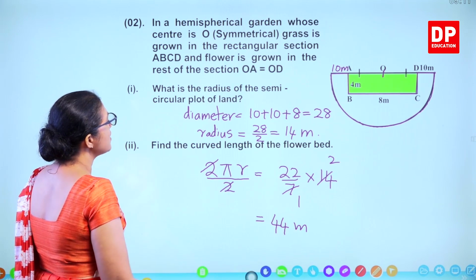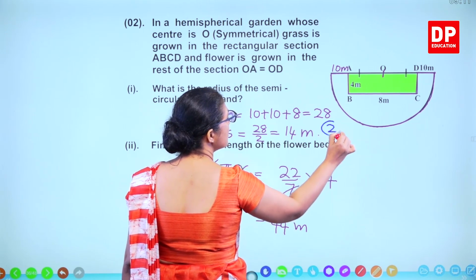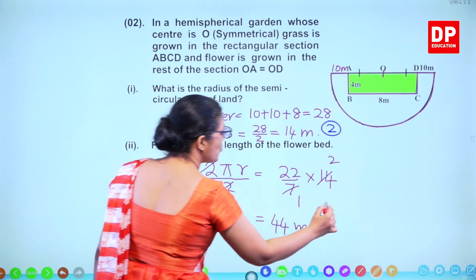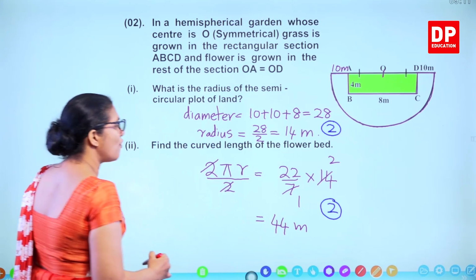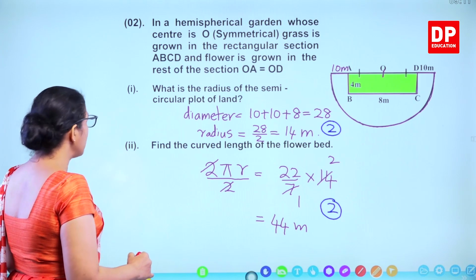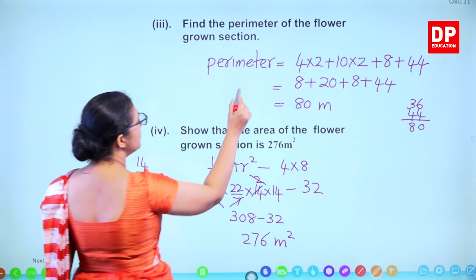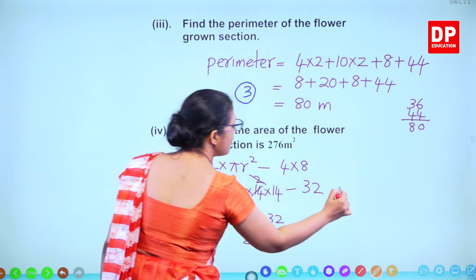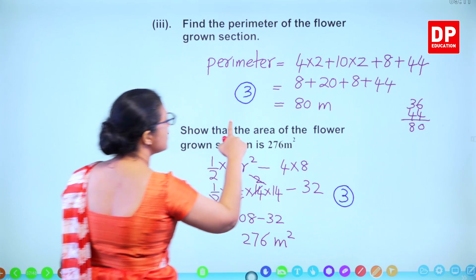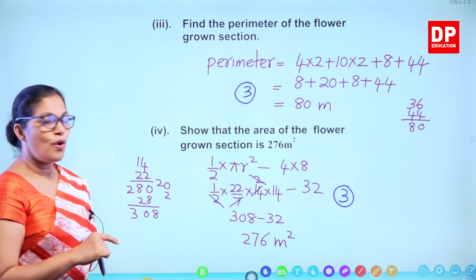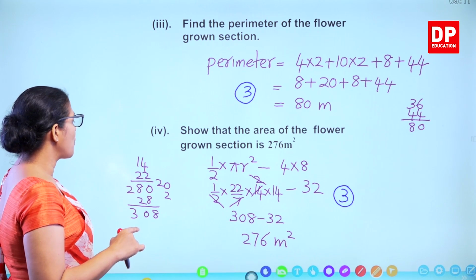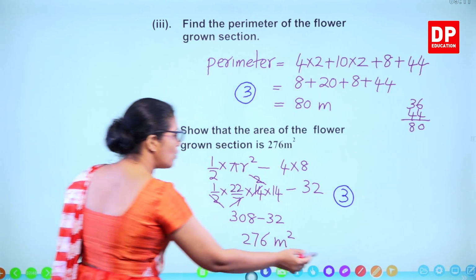Now we'll see how we can give marks. So the first part, just 2 marks. And this is also 2 marks. Applying the formula, 3 here. And 3 here. So 3 and 3, 6. 6 plus 4, 10. 10 marks for each question. Now we'll look at the next one.